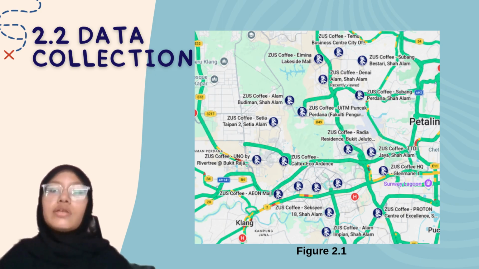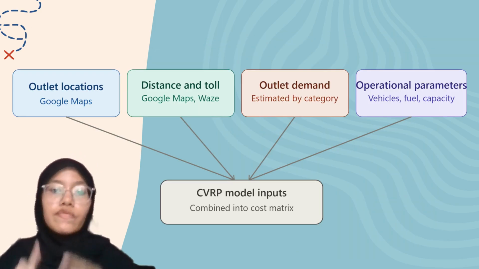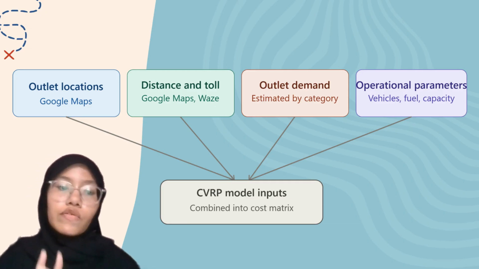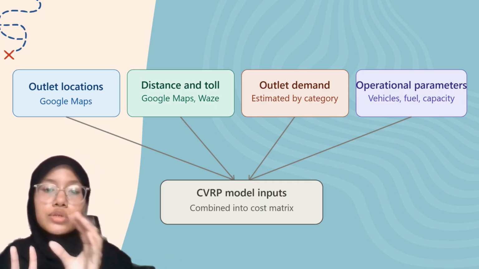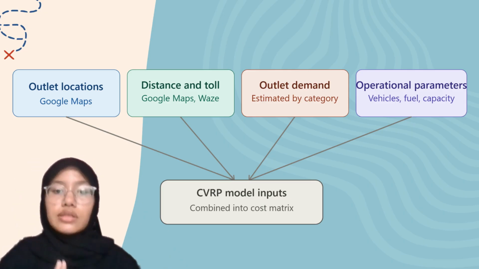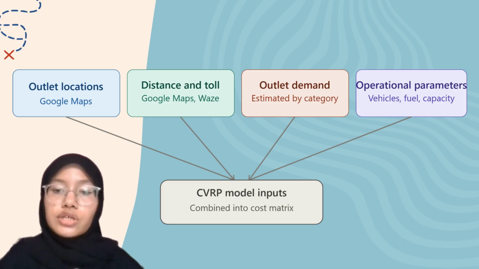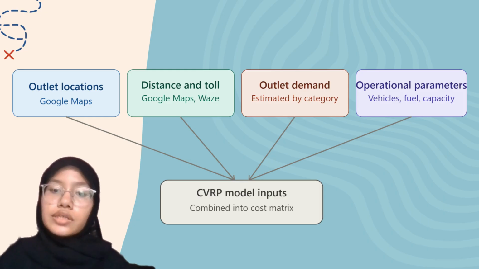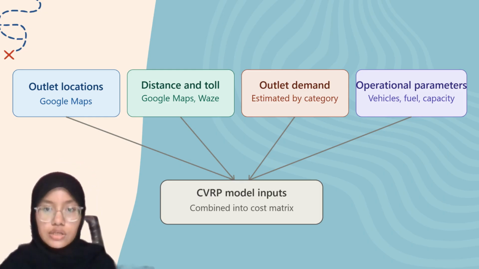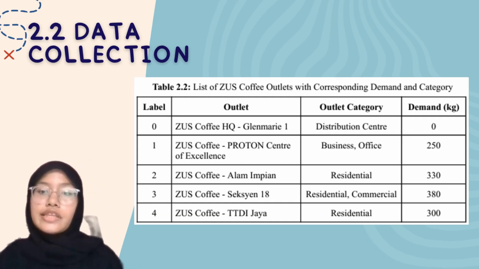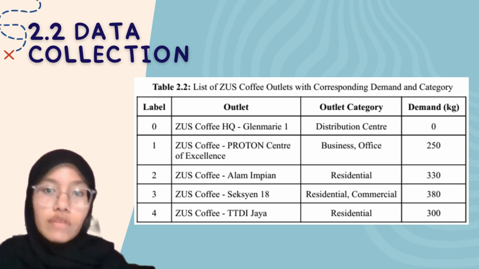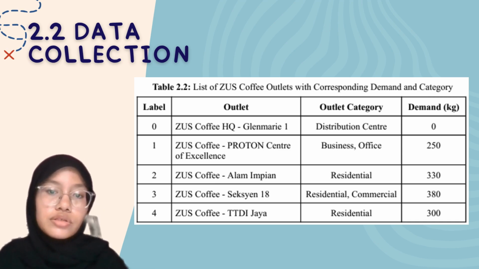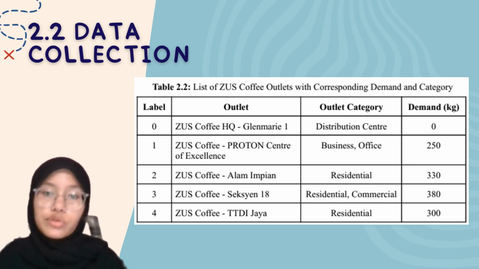For each location, we gathered 4 types of data as the primary input: the physical location taken from Google Maps; the driving distance and toll charges between every pair of locations, from one node to the next or adjacent nodes; and the estimated inventory demand for each outlet. The fourth one is the operational parameters like number of vehicles, vehicle capacity, fuel price, and fuel efficiency. Here, Table 2.2 presents the list of all locations with their level, the outlet category such as whether it's residential, business, or office, and the demand in kilograms.